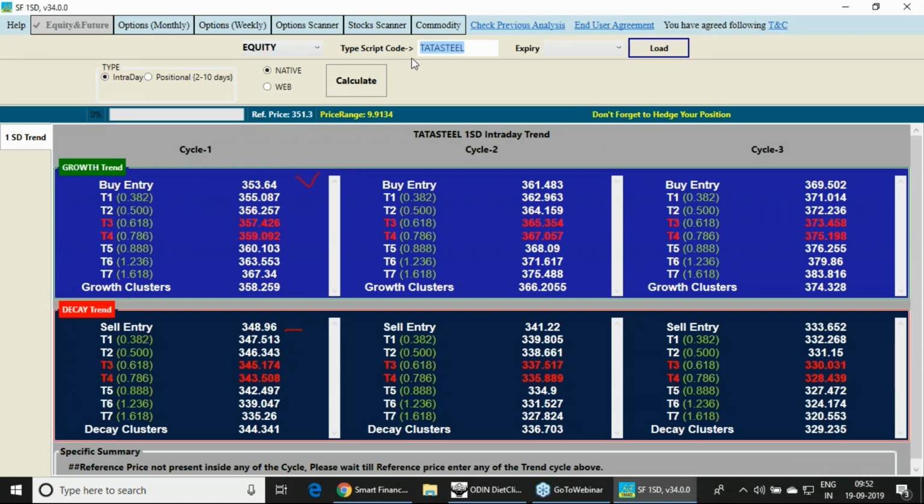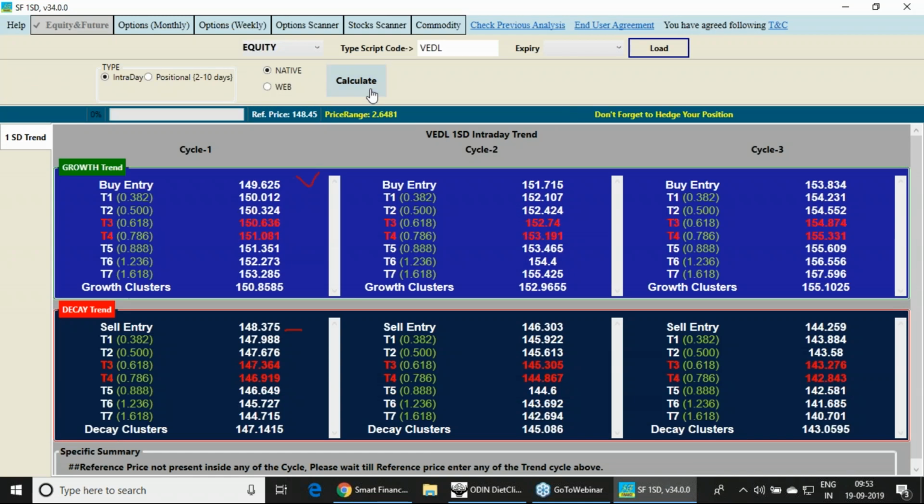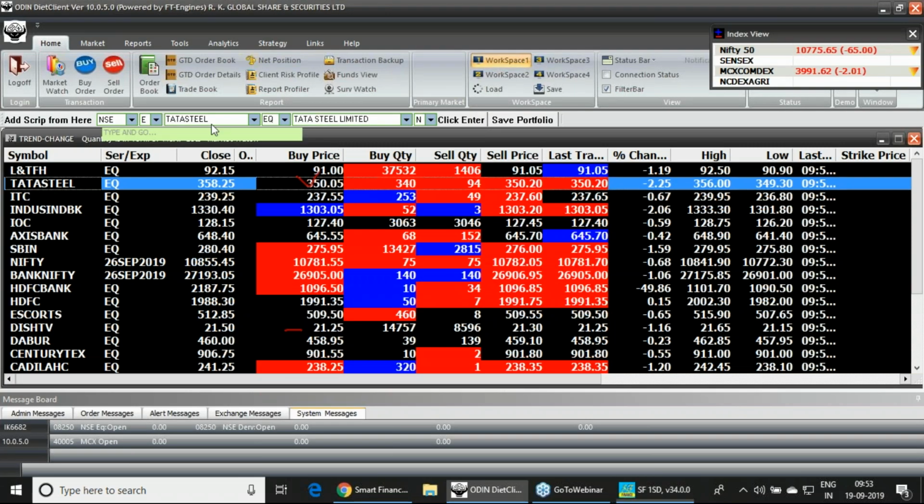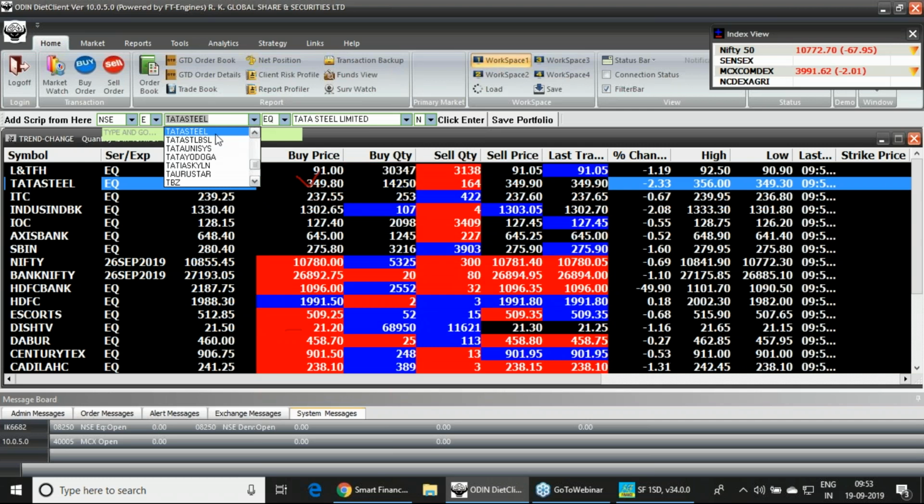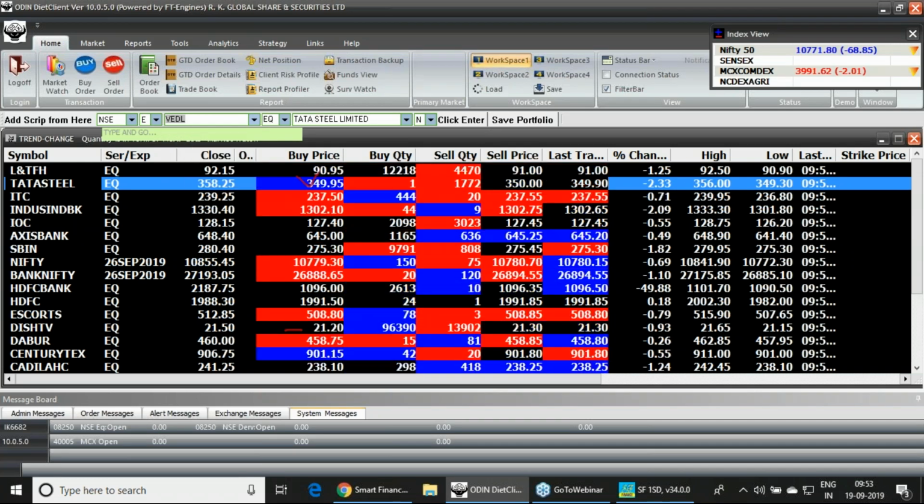Check for VEDL also. VEDL also let us take. So these are the 3-digit stocks, metal counter stocks. We have taken a couple of counters for banking, and one counter for auto. Let me take two for VEDL also. So VEDL also we have taken here. We can add VEDL also here.